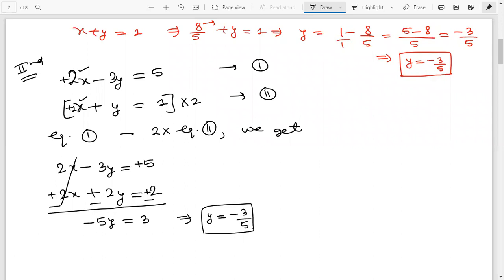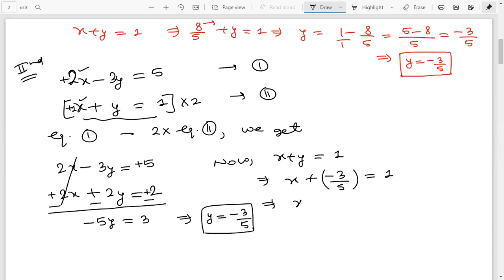And then we'll find the x value by taking any one of the equations. I will prefer the second equation because it is simpler. So we write x plus y equal to 1. We have to find x, and y is minus 3 by 5. So x plus minus 3 by 5 equal to 1. Plus into minus is minus, so x minus 3 by 5 equal to 1. This will go to the right hand side, because x is on one side and numbers are on the other side.